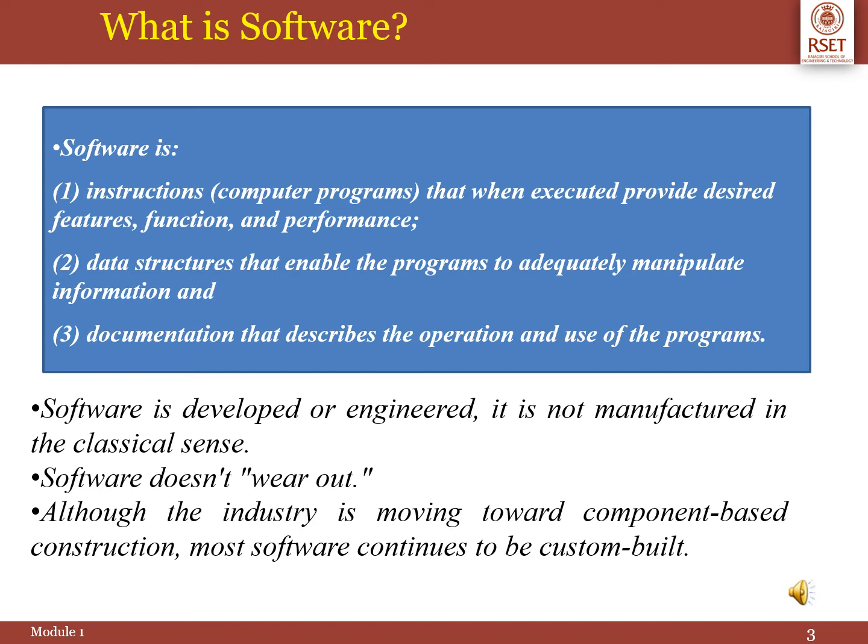Next, let's see the characteristics of a software. A software is developed or engineered. It is not manufactured in the classical sense. Next, the software doesn't wear out, but it does deteriorate. And the next point is, most software continues to be custom built. That is, a software component should be designed and implemented so that it can be reused in many different programs.